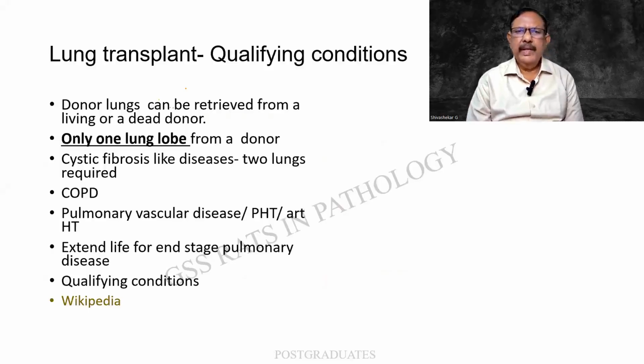Lung transplant, again, there are certain qualifying conditions. You find that only one lobe from a donor, preferably a part lobe. Diseases such as cystic fibrosis, where two lungs are required, should be from different donors. COPD, pulmonary vascular disease, or pulmonary arterial hypertension. And finally, it all means extension of life in end stage pulmonary disease. And these are all the qualifying conditions, thanks to Wikipedia.